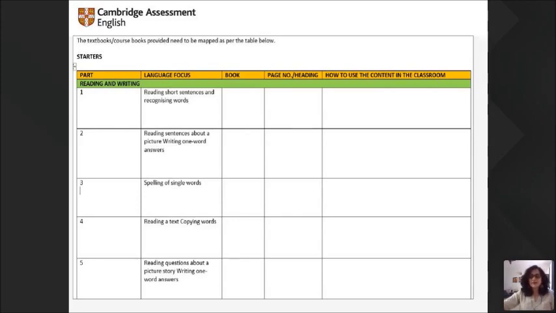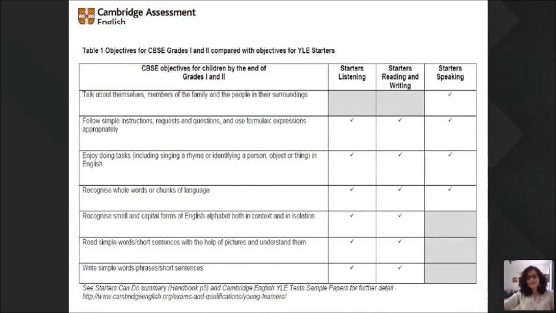Sometimes teachers use a number of materials and resources. So those resources and materials can go in this column. You can have the page numbers here, and you can make your own notes on how to use the content in the classroom, so that you're preparing them for your school curriculum, the state board syllabus, and also focusing on the language aspects which are tested in the Cambridge exam.